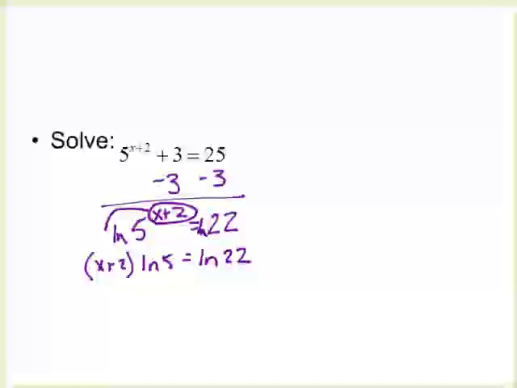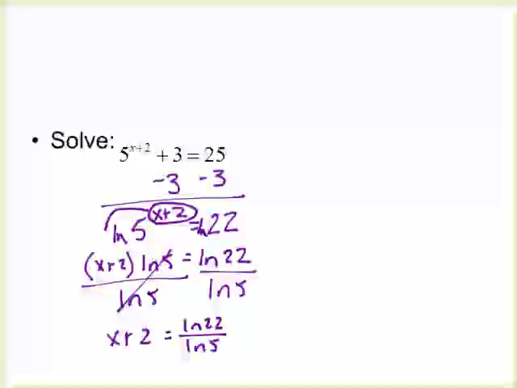What do I do to solve that? Divide by the ln of 5 on both sides. You could distribute that ln of 5. It would not be wrong, but it would be messier. And then finally, to get x alone, we would subtract 2, not from the 22 or 5, but from that whole thing. So we're going to type in the fraction like we did on the last question, and then subtract 2 from that.